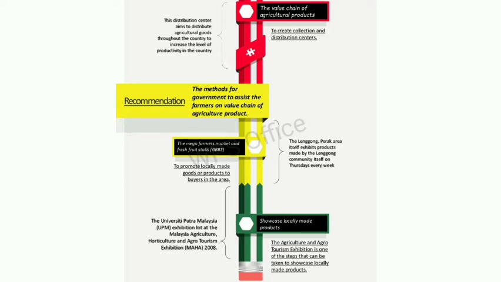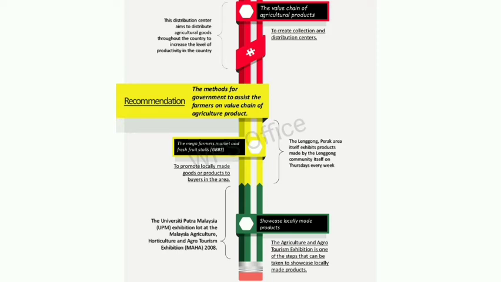Secondly, the mega farm market and fresh fruit stall GBBS to promote locally made goods or products to buyers in the area. For example, the Lenggong, Perak area itself exhibits products made by the Lenggong community on Tuesday every week.